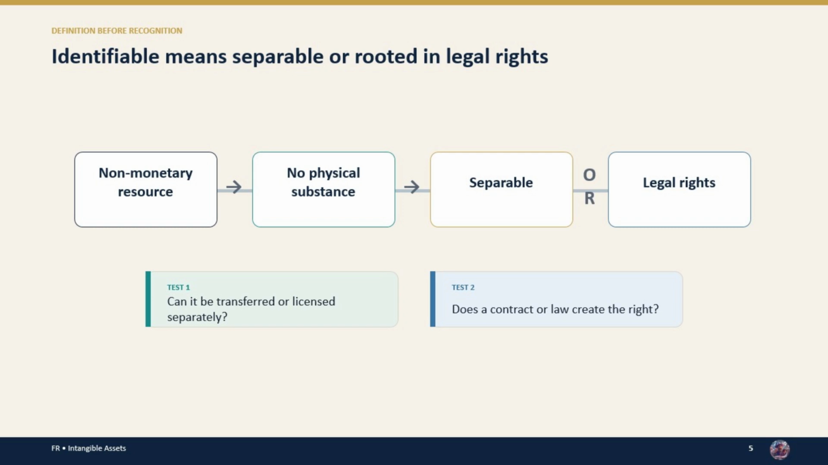IAS 38 defines an intangible asset as an identifiable non-monetary asset without physical substance. Identifiable has a precise meaning. The asset is either separable, so it can be sold, transferred, licensed, rented, or exchanged, or it arises from contractual or other legal rights. It must also be a controlled resource created by past events from which future economic benefits are expected. Physical form is not the deciding factor.